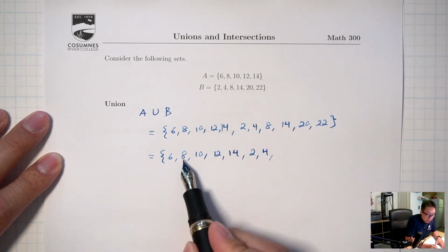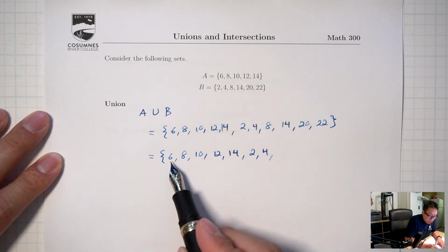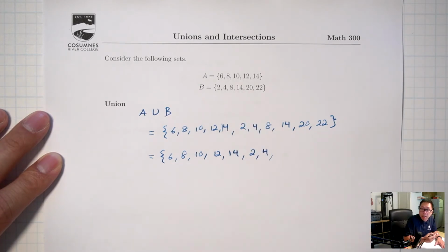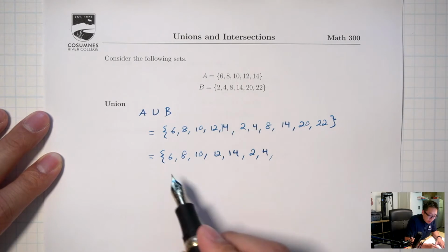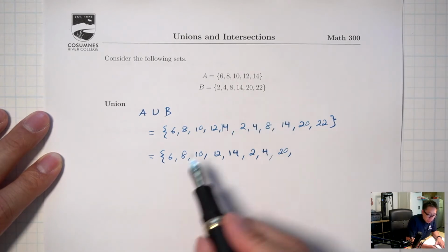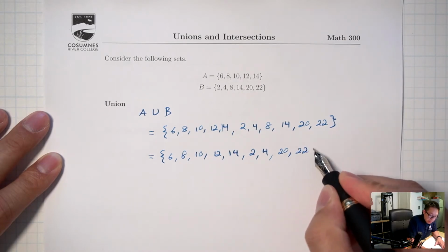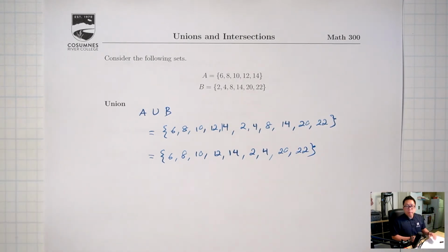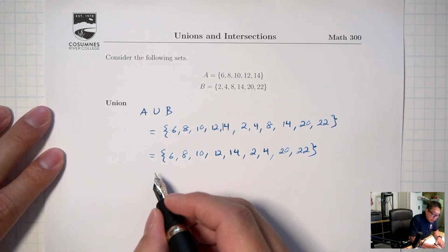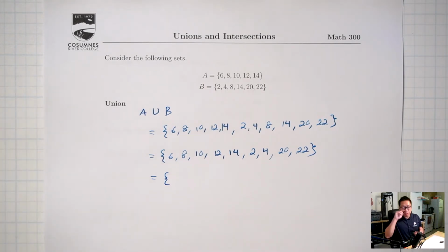8 I have already, so I'm not going to add on another 8. 14 I also have already, so I don't need to add on another 14. 20 is new, so I'll add on 20. 22 is also new, so I'll add on 22. So now I have a set without any repeats, and then I'm going to go one extra step and put things in order. You don't have to, but it's going to make things simpler later on.